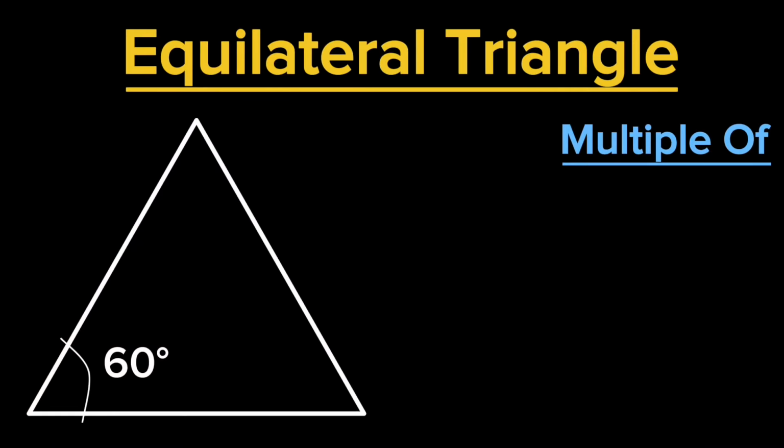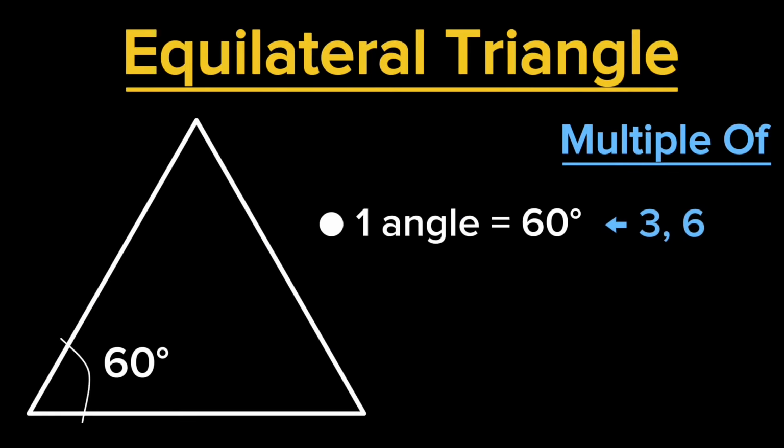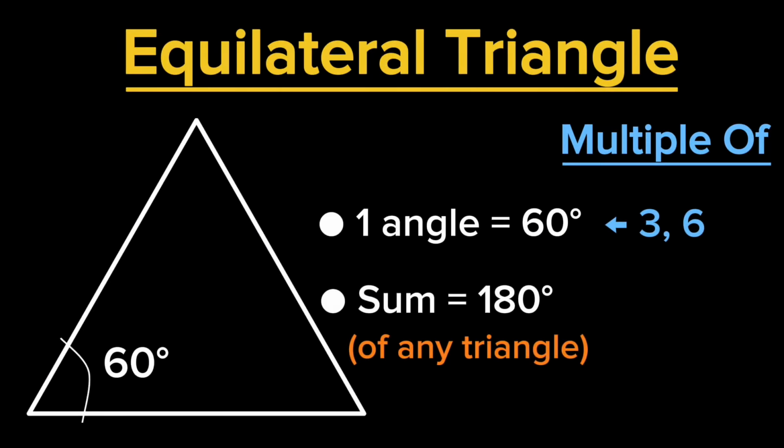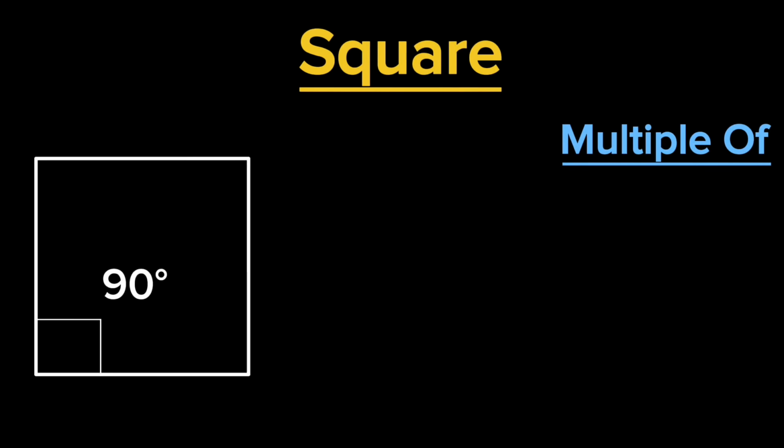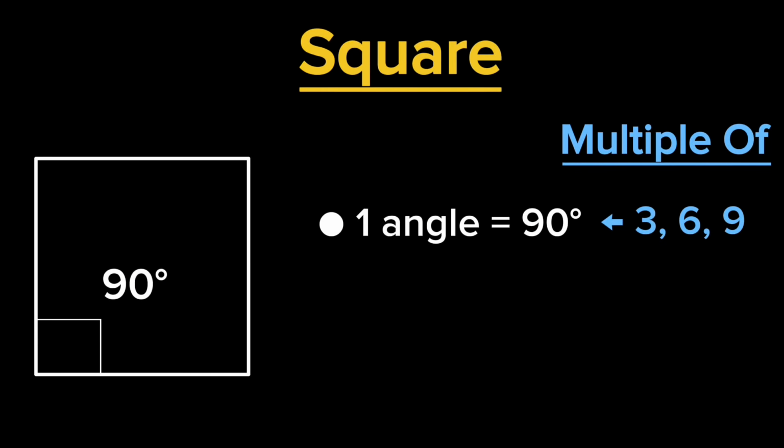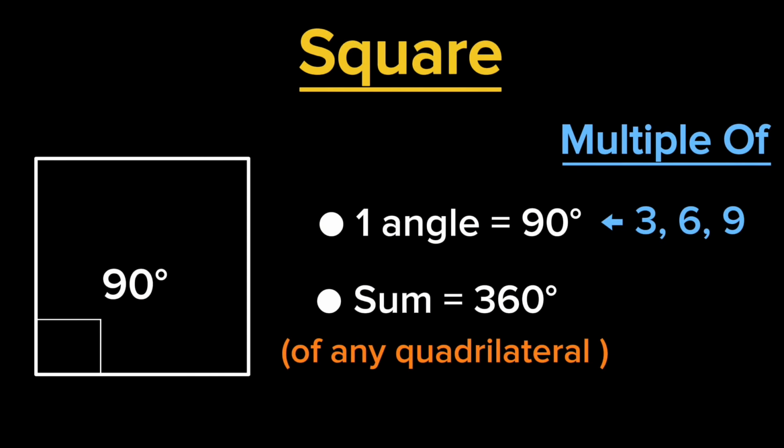In a regular triangle, one angle is equal to 60 degrees. This number is a multiple of 3 and 6. Now the sum of all interior angles of any triangle is 180 degrees, and this number is a multiple of 3, 6, and 9. Notice how since 180 is a multiple of 9, its digital root is still equal to 9. In a square, one angle is equal to 90 degrees, and the sum of all interior angles of any quadrilateral is 360 degrees. 360 is a multiple of 3, 6, and 9 again.